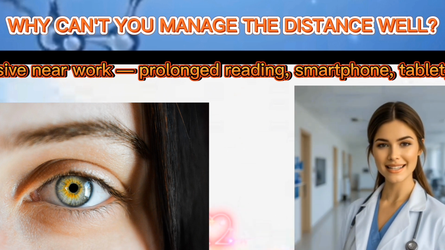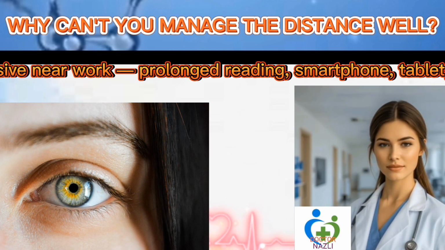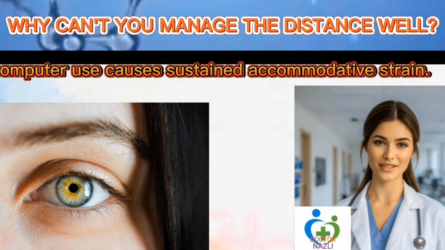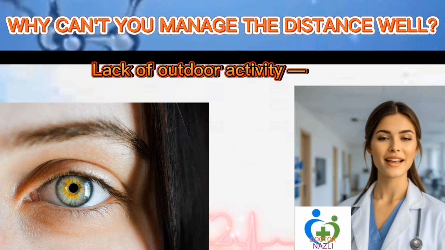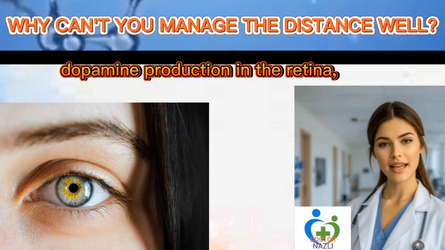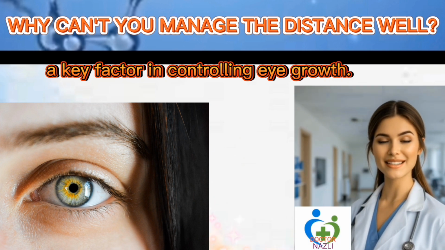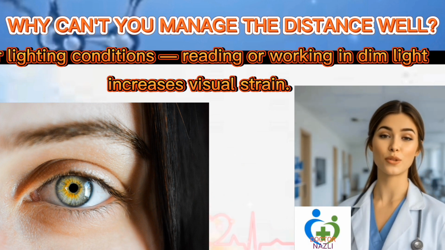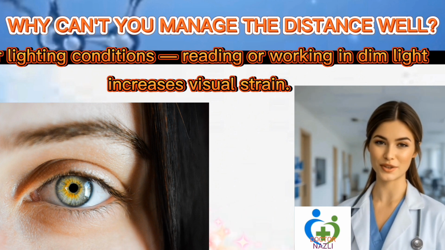Excessive near work, prolonged reading, smartphone, tablet, or computer use causes sustained accommodative strain. Lack of outdoor activity. Insufficient natural light reduces dopamine production in the retina, a key factor in controlling eye growth. Poor lighting conditions: reading or working in dim light increases visual strain.